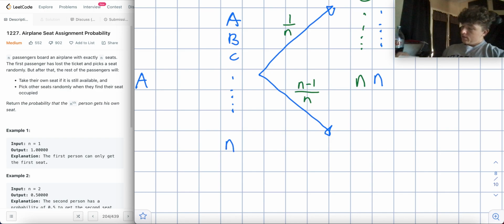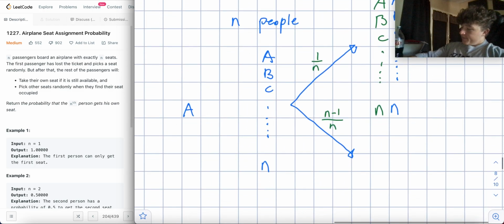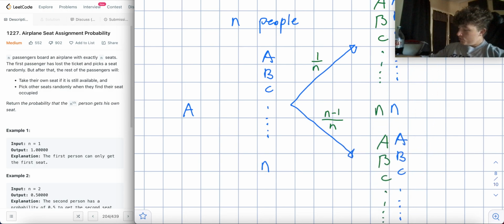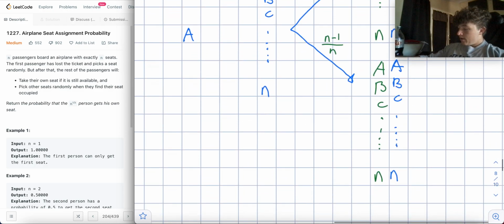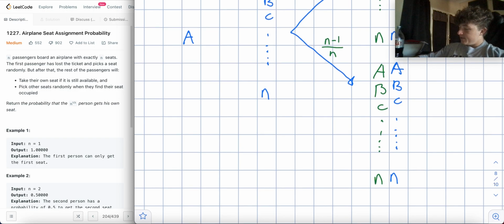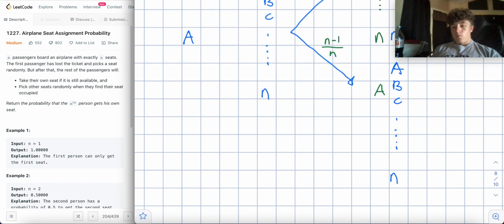Well, that essentially means here I chose, I could have selected any of these seats at random. A could be anywhere here. If A's here, what does that mean? Well, that means B will have to choose a seat at random, because now B's in a bad position because I took B's seat. That's kind of a unique case in itself as well. So that could happen with 1 over n.